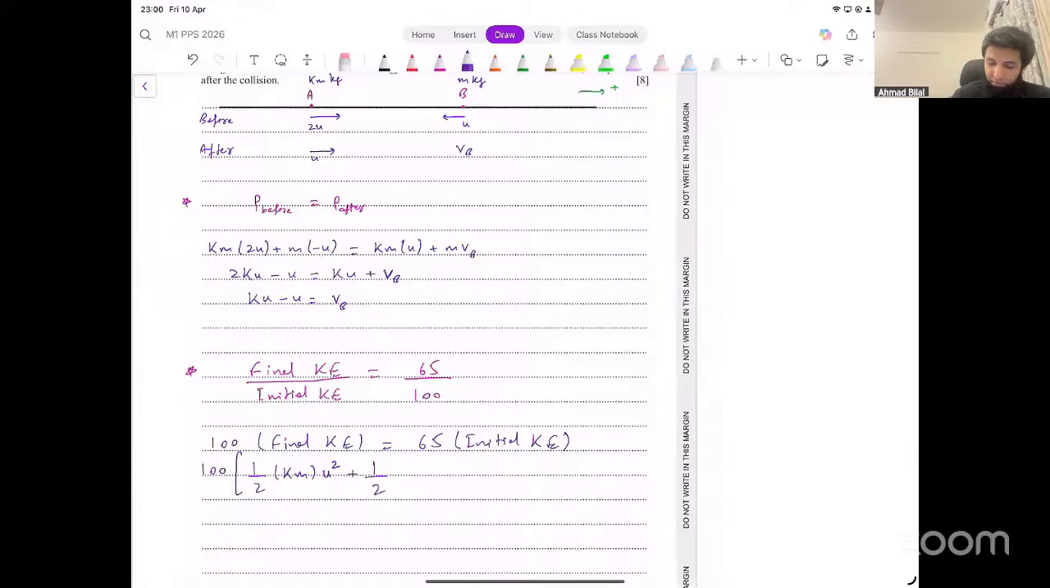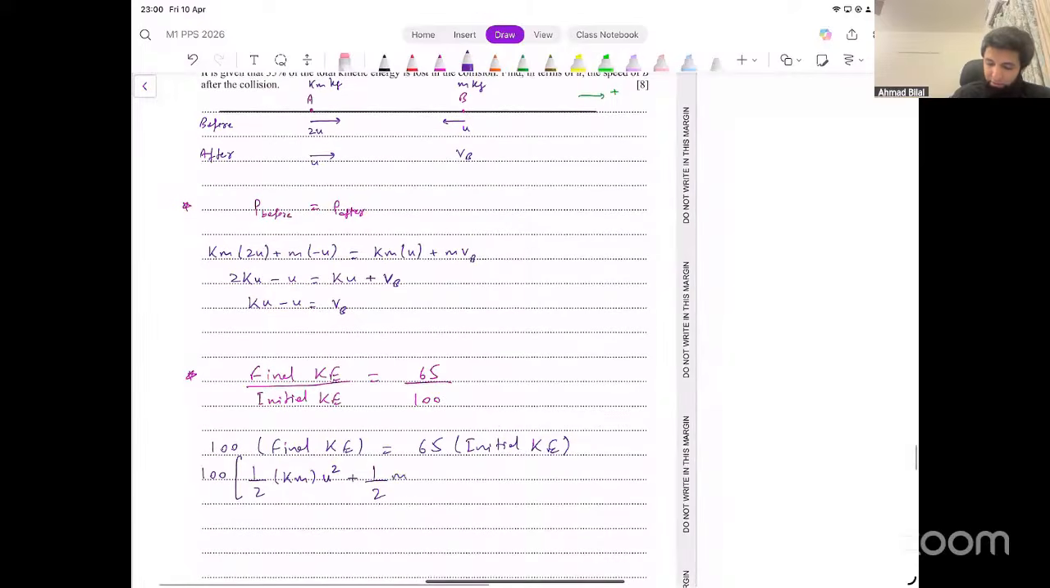1 over 2 into mass, which is M, into speed of B, that is this thing, but that will bring a whole squared. Let's actually keep it as VB for now, and we'll see what to do with that. Let's say this is VB squared. This is the final kinetic energy.